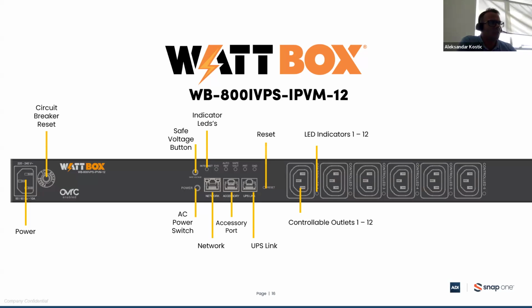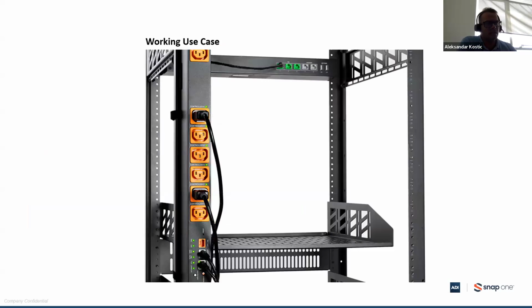Okay, so regarding the installation, typically the 12 power outlet WattBox is placed vertically on the rear side of the rack, and it is connected. If you would like to have the status of the power outlets on the front side of the rack, you can connect using the network cable. You can connect it like it is shown in this picture, from the accessory port to the PDU port on the faceplate. You can connect it that way and have status on the display.